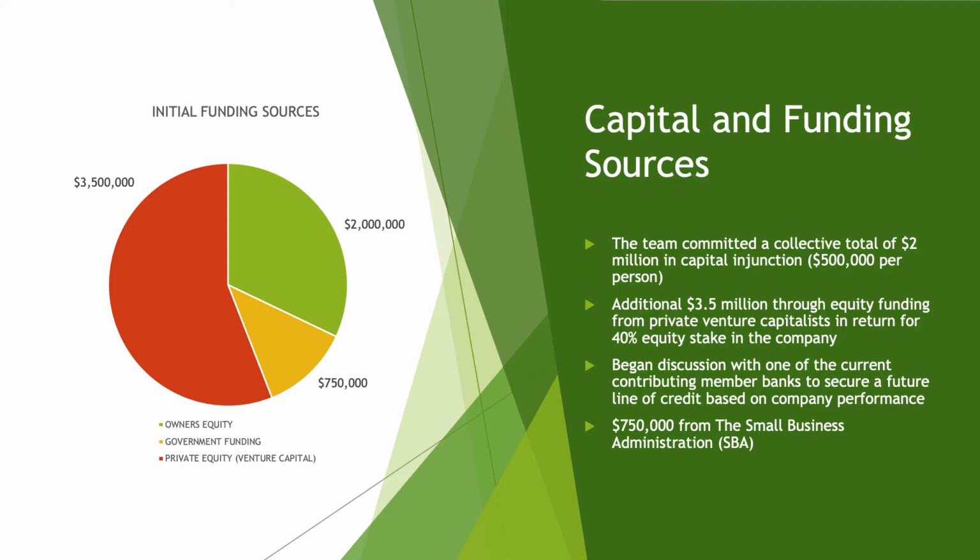Capital and funding sources. The team committed a collective total of $2 million in capital injection, $500,000 per person. An additional $3.5 million was then sought through equity funding from private venture capitalists in return for a 40% equity stake in the company. We then began discussion with one of the current contributing member banks to secure a future line of credit based on company performance. We finally sought $750,000 from the Small Business Administration.